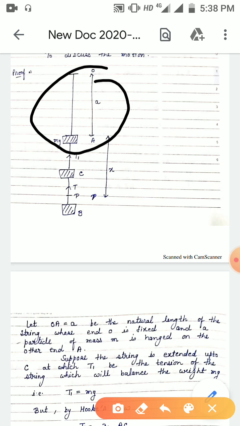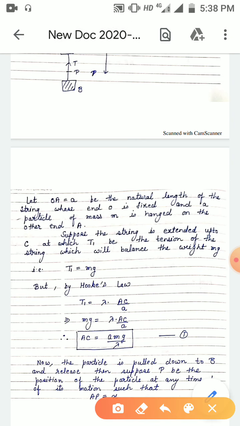Suppose the string is extended up to C, at which T1 be the tension of the string which will balance the weight mg. So T1 is equal to mg. But by Hooke's law, the tension is equal to lambda times extension divided by natural length. So by Hooke's law, we will get T1 is equal to lambda times AC divided by a. But from here, T1 is equal to mg.